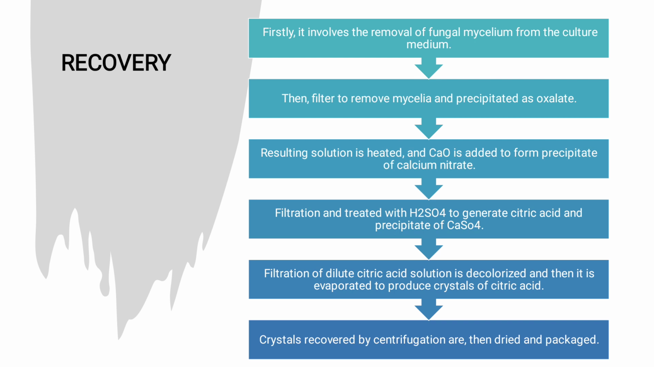Recovery. First, it involves the removal of fungal mycelium from the culture medium, then it is filtered to remove mycelia and precipitated as oxalate. The resulting solution is heated and CaO is added to form a precipitate of calcium citrate. Filtration and treatment with H2SO4 generate citric acid and a precipitate of CaSO4. After filtration, the dilute citric acid solution is decolorized and then evaporated to produce crystals of citric acid. Crystals recovered by centrifugation are then dried and packed.